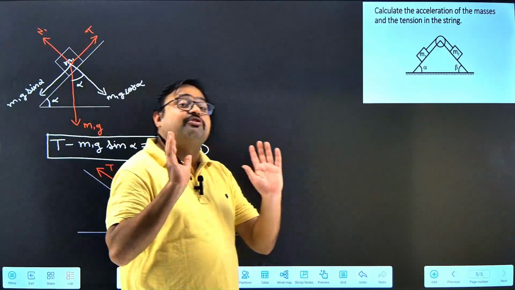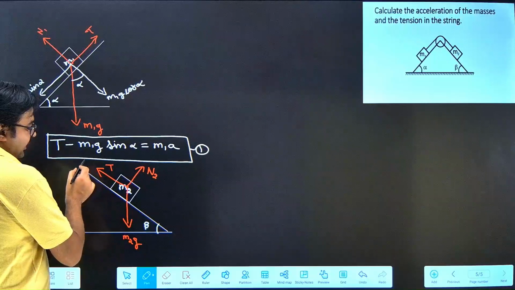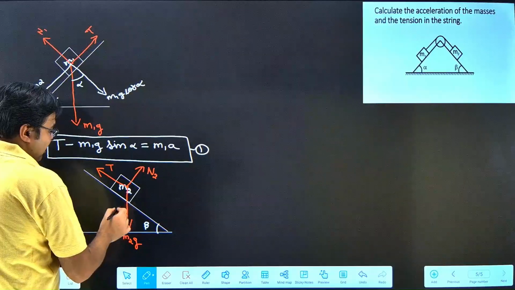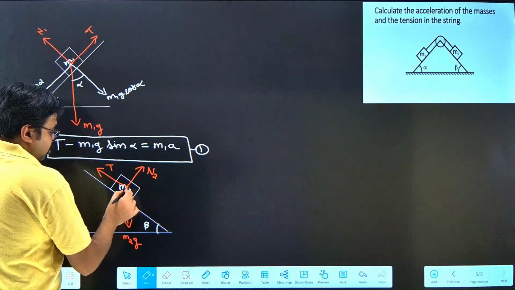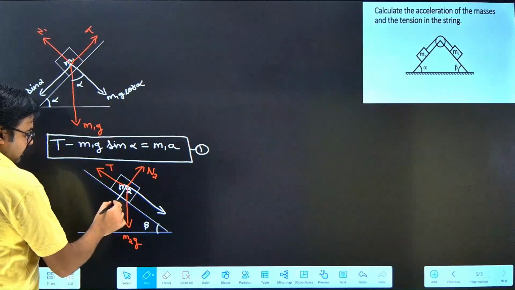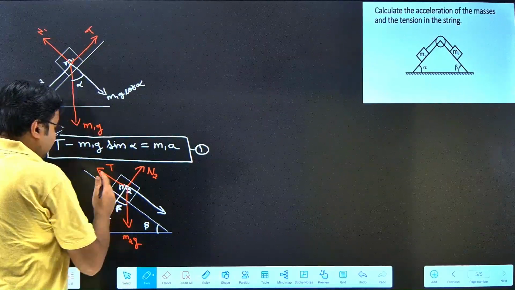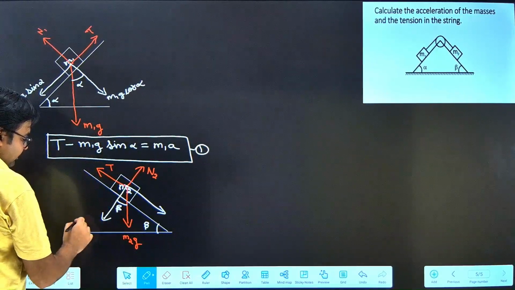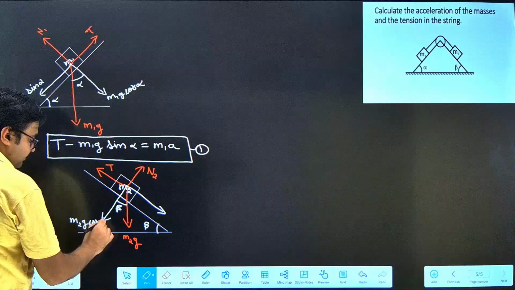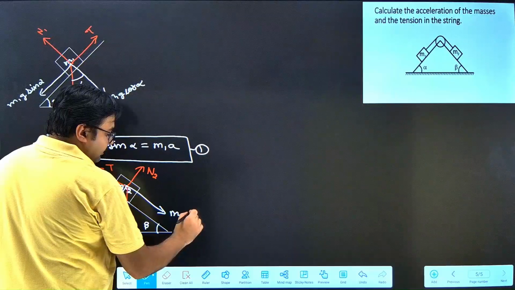Now M2G will have to be broken down in order to analyze this further, because that's not on the coordinate axis. If you think that this is the x-axis and that's the y-axis, this will have to be broken down. Let's break it down. M2G will be resolved in this direction and in this direction. I told you that this angle is going to be beta. It's the angle between the weight and the perpendicular to the surface. This is certainly going to be m2 multiplied by g cos beta, and this is going to be m2 multiplied by g sin beta.